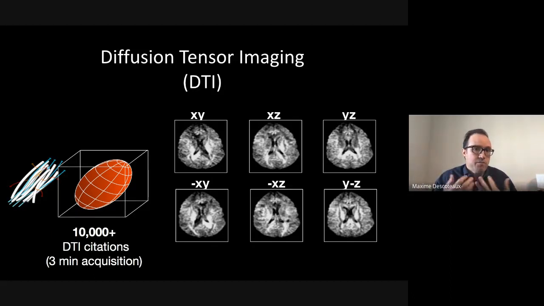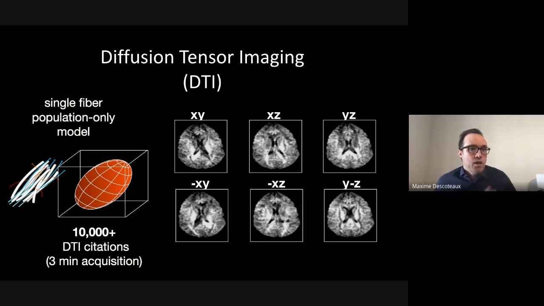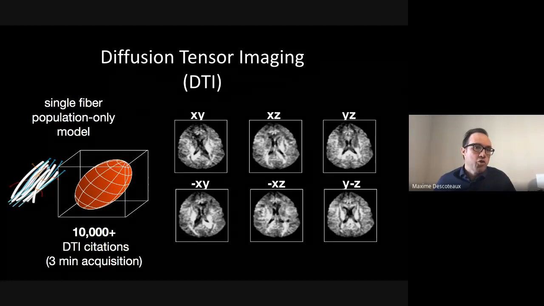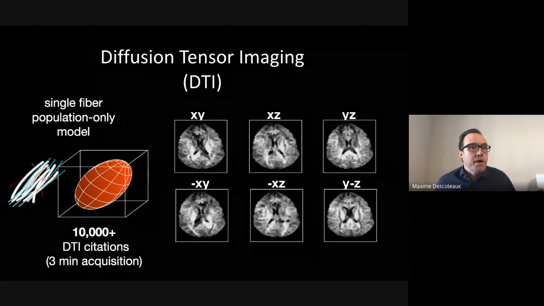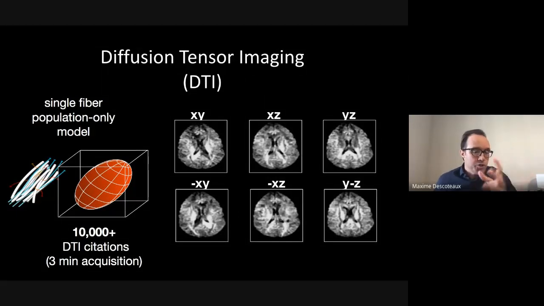And this is very popular, 10,000 plus citations. It's very fast. You're able to do this on pretty much any clinical scanner in 3 minutes. The only problem here with the tensor is the modeling assumption that you can only have a single fiber population in the voxel. And I'll show you today that you can do better processing with pretty much the same data to extract a lot more sensitive information.